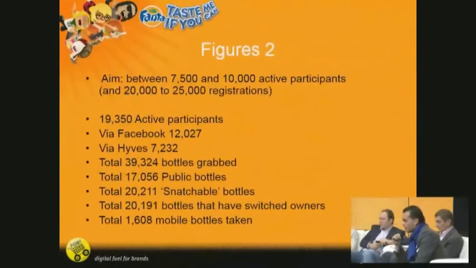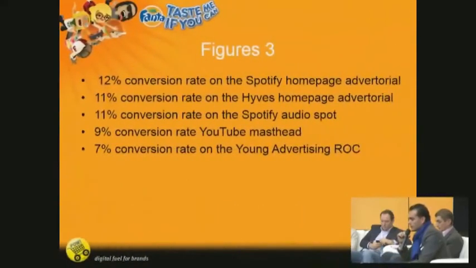And these are the figures too. The aim for this campaign was to get between 7,500 and 10,000 active participants, and about 20 to 25,000 registrations. We got about 19,350 active participants and close to 40,000 registrations. Via Facebook, you see the active participations, so the public bottles, and about 20,000 bottles that changed owner. So really, people were interacting with the game. And a total of 1,608 mobile bottles a day.